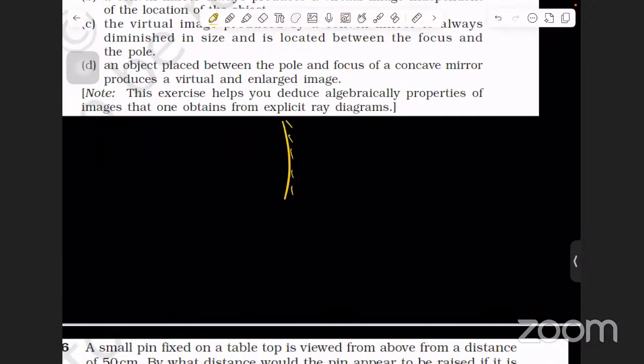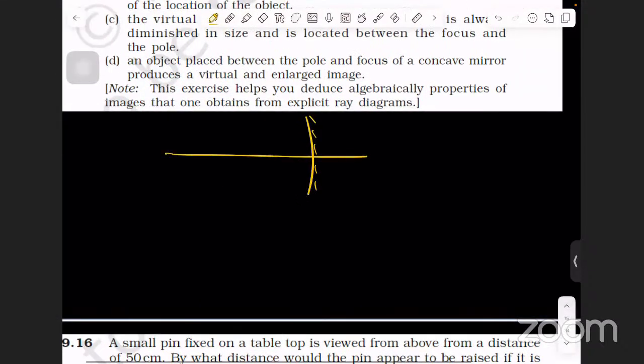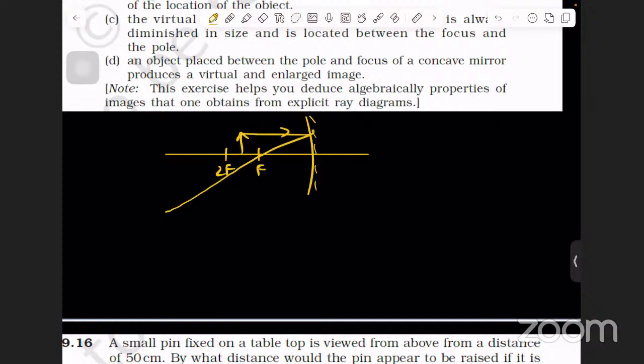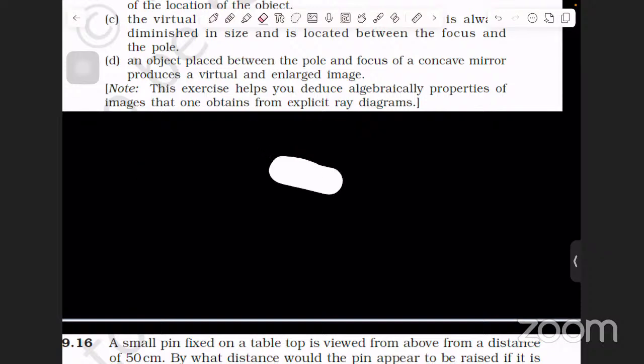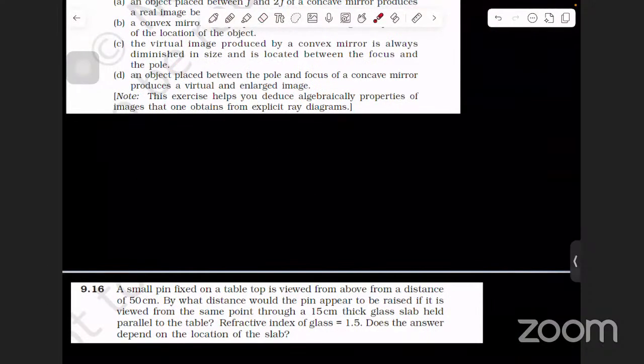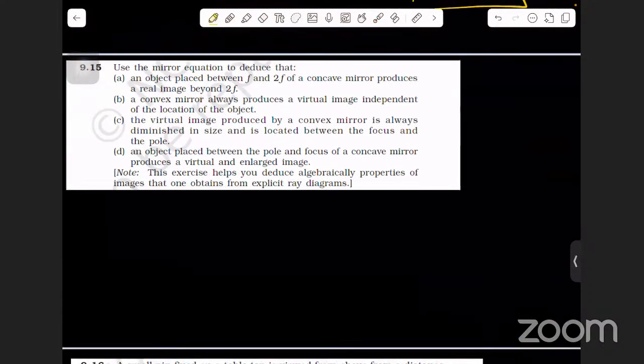For a concave mirror, if we draw the ray diagram, we very well know that the image will be formed beyond 2f. But it's asking to prove it using the formula, algebraically. All right.